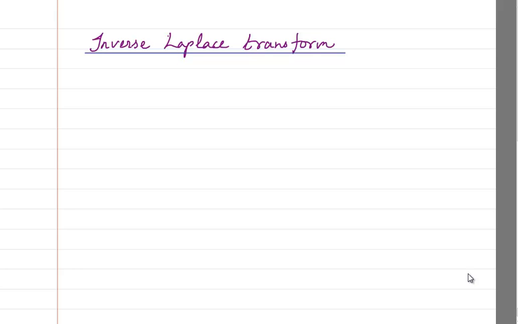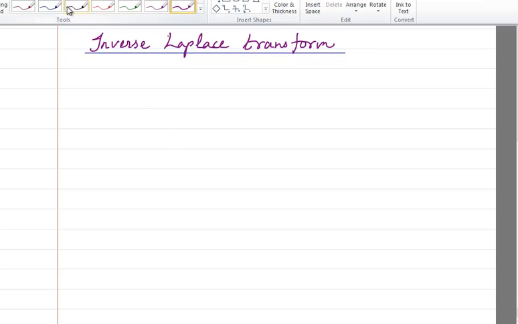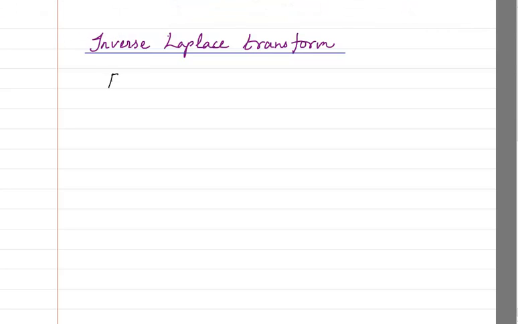Hello students, next let us look into the inverse Laplace transform. What is inverse Laplace transform? If you have got a Laplace function F of s and you try to find out what is the time based function f of t, then you say that you are trying to take the inverse Laplace, which is basically given by L inverse.